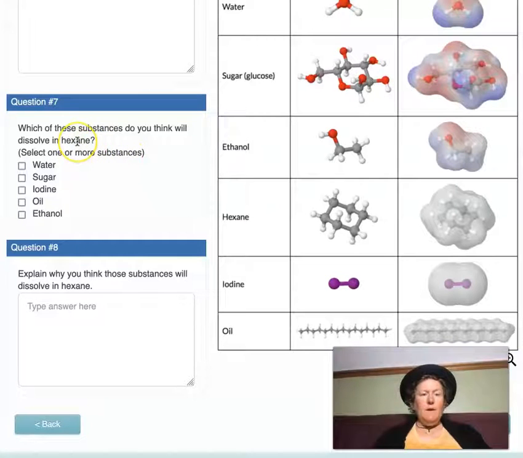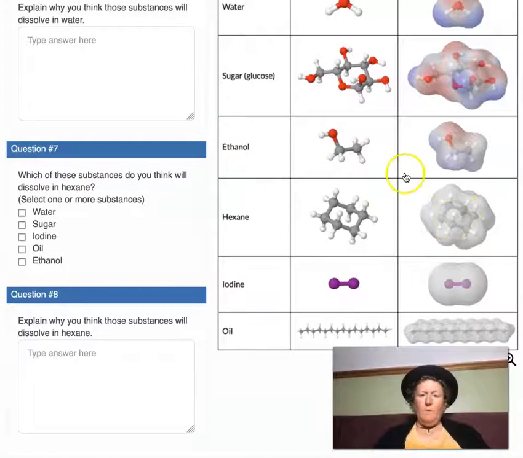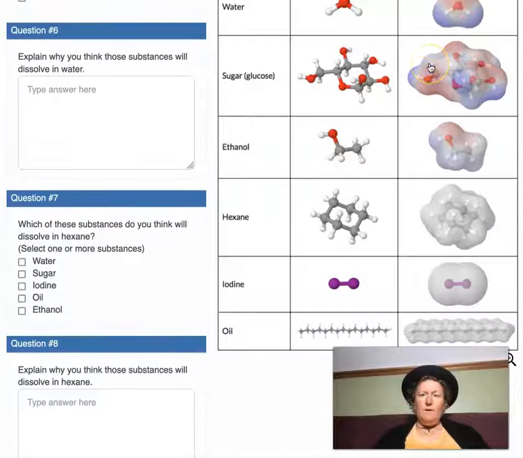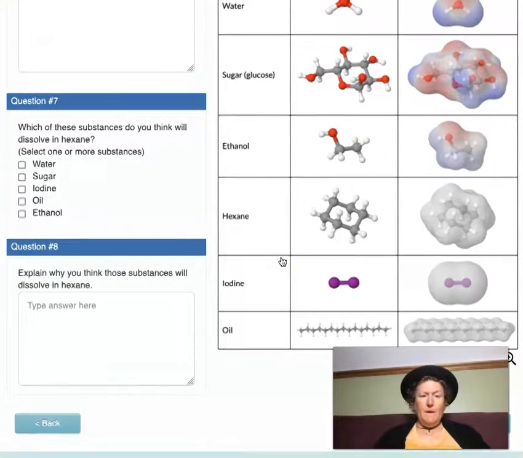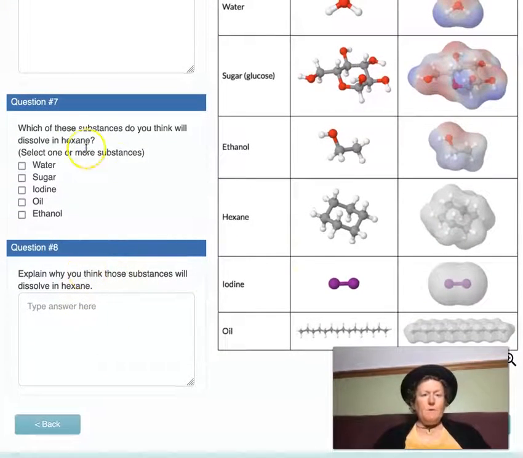Question 7 is, which of these substances do you think will dissolve in hexane? Notice hexane is nonpolar, and water here at the very top of the chart is polar. So hexane is nonpolar, water is polar. They might behave a bit differently. So for question 7, keep that in mind.